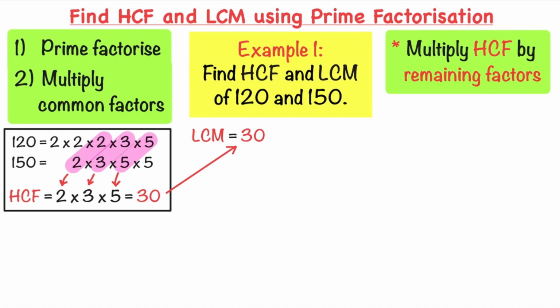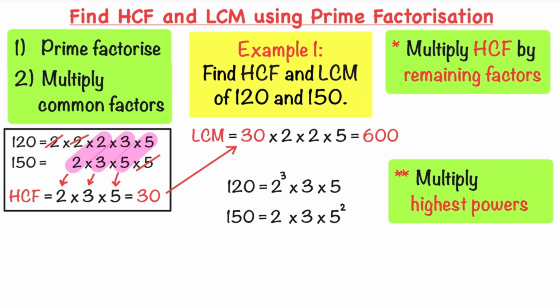For the lowest common multiple, multiply the highest common factor by leftover numbers, which in this case are 2, 2, and 5. Multiply them together and we get 600. Another way of calculating the LCM is to take the highest power of each prime factor. So for 2, the highest power is cube. Both 3's are to the power of 1, and the highest power of 5's is square. So we get 2 cubed times 3 times 5 squared, which equals 600. So the lowest common multiple of 120 and 150 is 600. This also means that 600 is the smallest number that appears in both times tables.